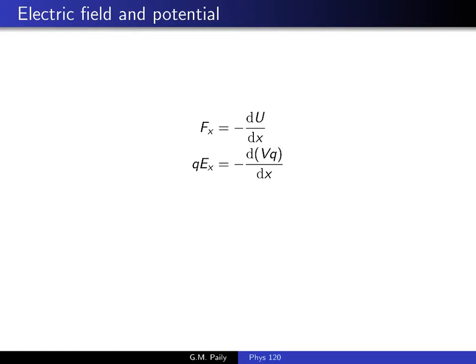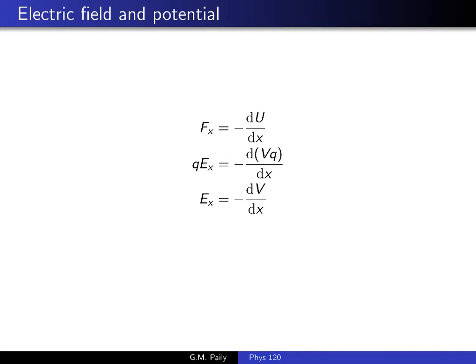But in this case, we know that the force is caused by the electric field. And the potential energy can be related to the potential. Both sides have the presence of this test charge q, but since that's a constant, we can eliminate that, and we arrive at this. The electric field is related to the derivative of the potential.